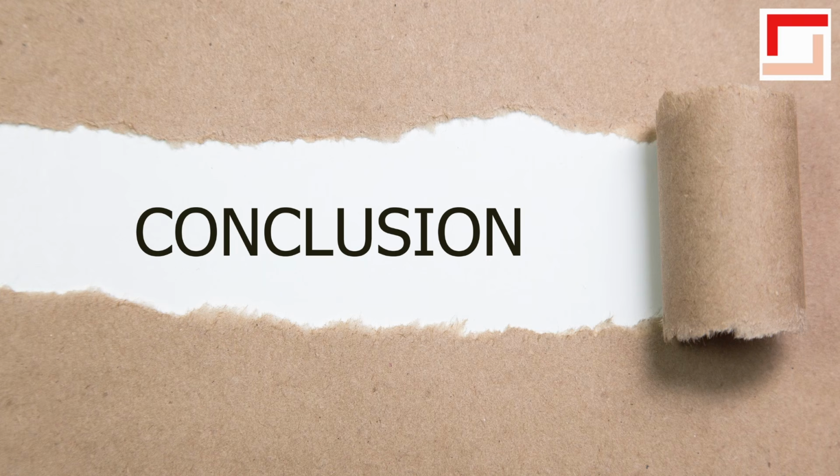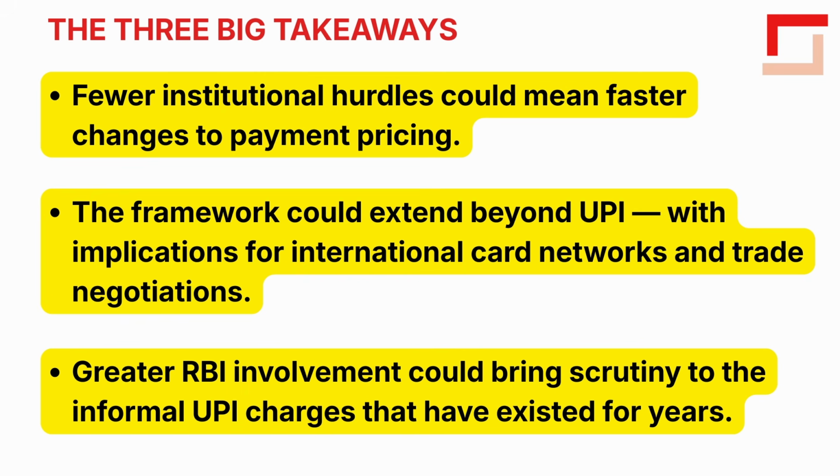Here's my honest conclusion, and it is more interesting than will MDR come back, yes or no. Even if no circular is ever issued, even if this exact bill produces zero pricing changes in the near term, the fact of the matter is something concrete has finally happened. Three things. First, pricing decisions will now move faster and involve fewer checkpoints going forward. Second, the door is technically open to price any network, including international card schemes, with real implications for trade negotiations. And third, and the most important part, formal RBI oversight of UPI pricing becomes far more plausible, which could finally bring scrutiny to the informal charging that has been happening for many years.